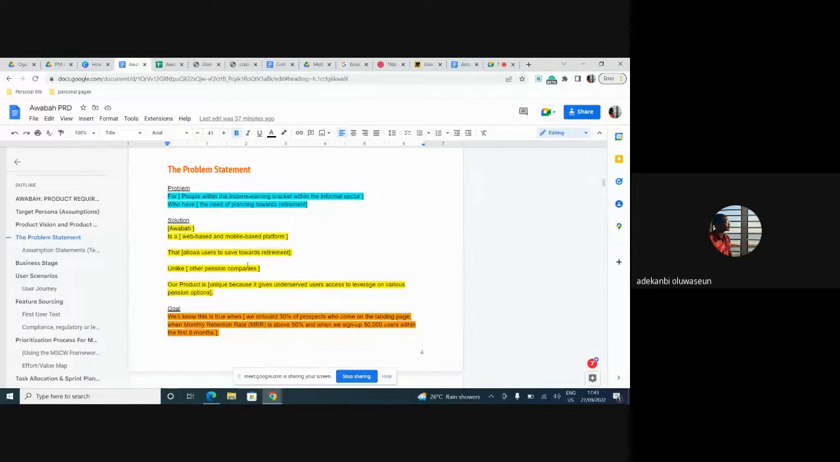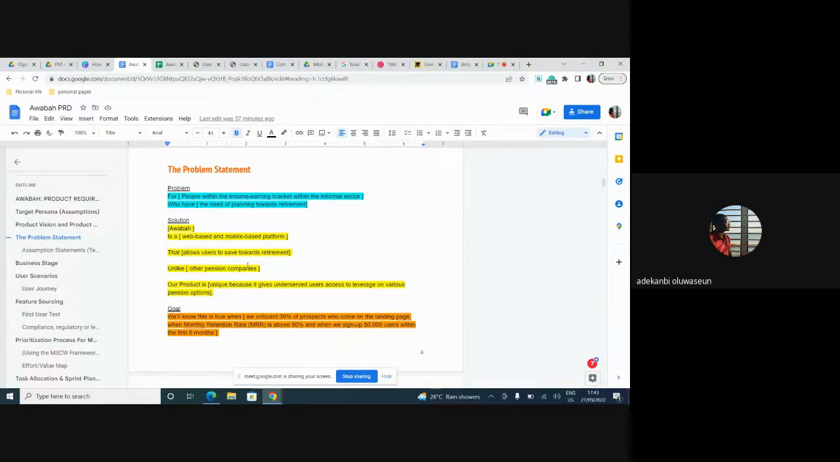Then you are looking at what you're helping the user to do. So you allow the user to save towards retirement. Now, remember what the solution is offering and what the users are complaining about. They must match. If it does not match, then it means that you are building for the wrong people, right? So if you read the problem statement again, you see that part where they say people who have a need of planning towards retirement, Awaba is a solution that allows users to save towards retirement. So we've gotten to that point.